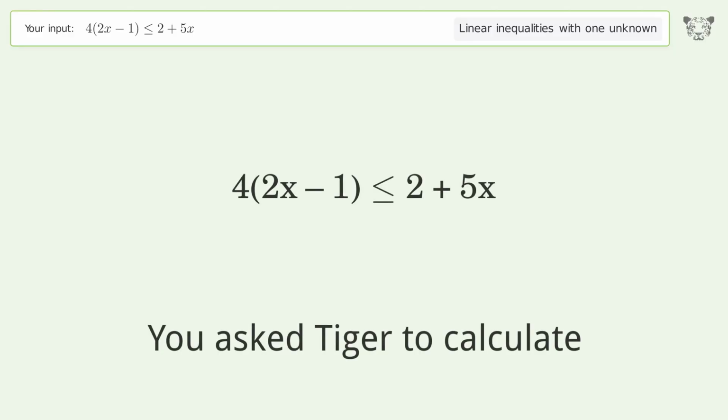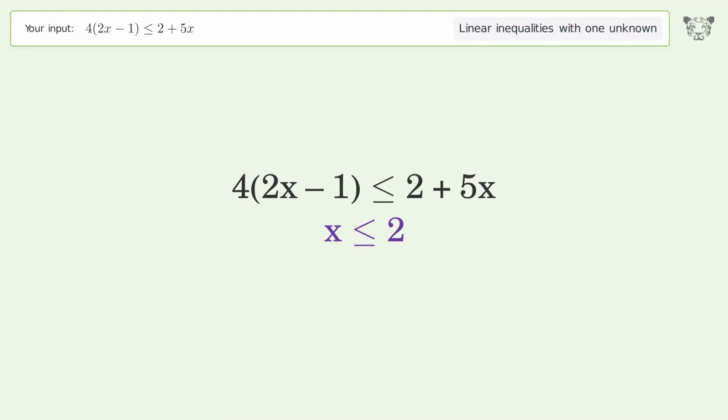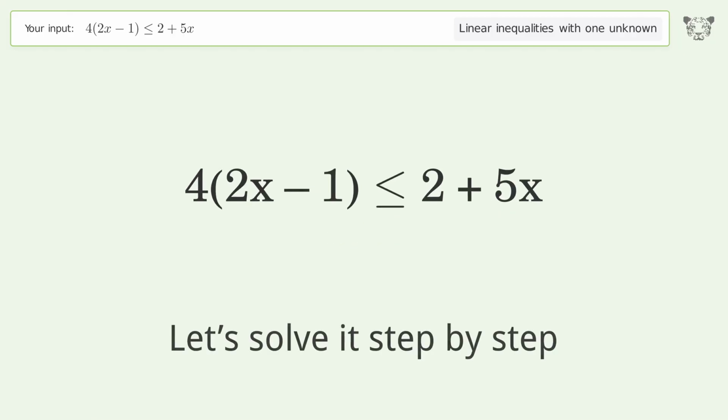You ask Tiger to calculate. This deals with linear inequalities with one unknown. The final result is x equal or smaller than 2. Let's solve it step by step.